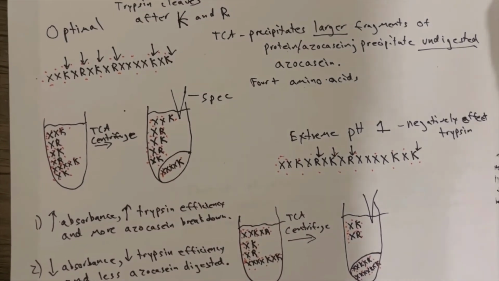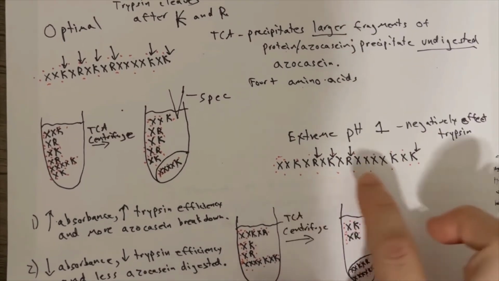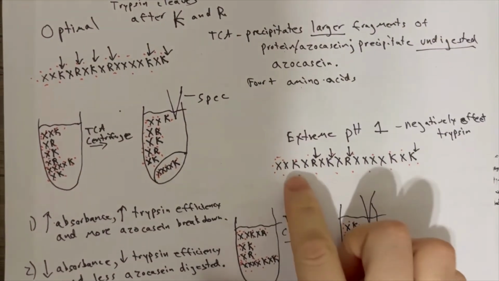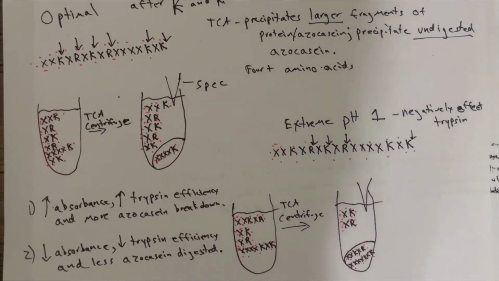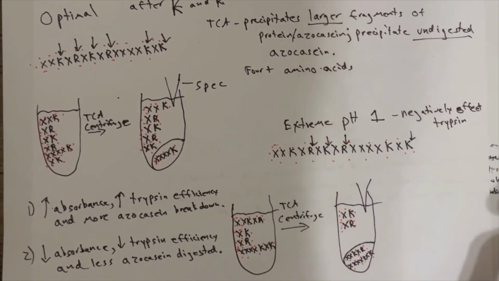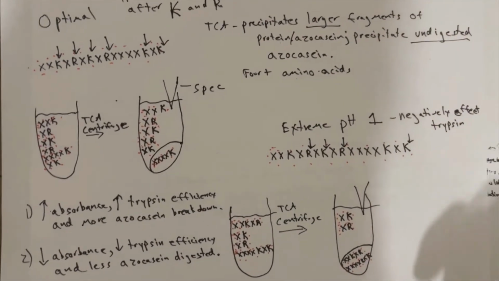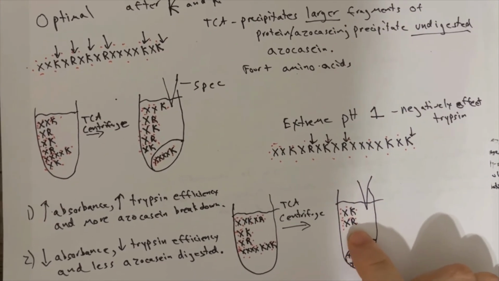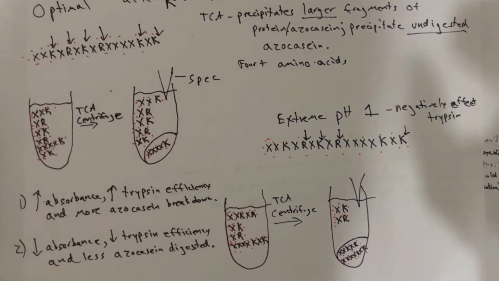Same thing, if trypsin is not functioning correctly, then it'll miss out on some of the cleavage sites that it's supposed to cleave at, for example, here and here, which will then result in more quantities of larger fragments that TCA can then precipitate, and a lower overall absorbance because there will be fewer sulfonylamide groups in the supernatants and more of those larger fragments in the pellet there.